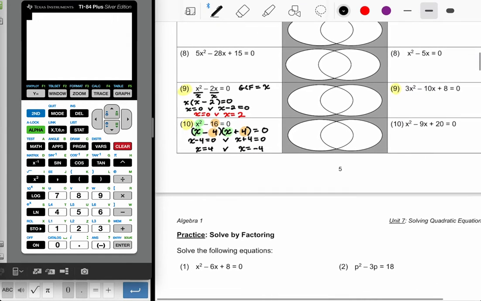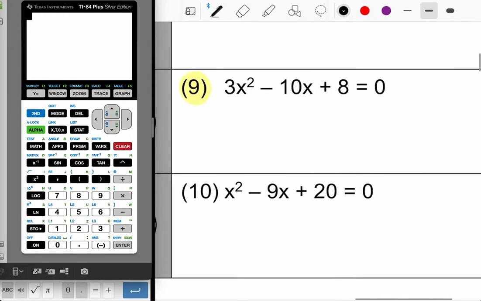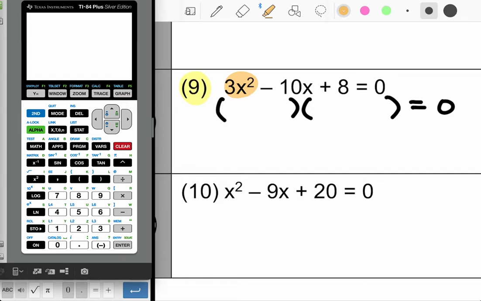All right. Now, going to number 9, that's the case of a trinomial where the leading coefficient's not equal to 1. So I know it's going to be a product of binomials. The first terms are going to multiply to 3x squared. So that's going to be 3x and x.